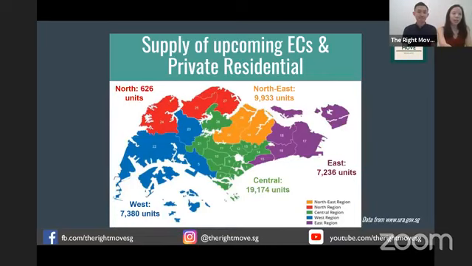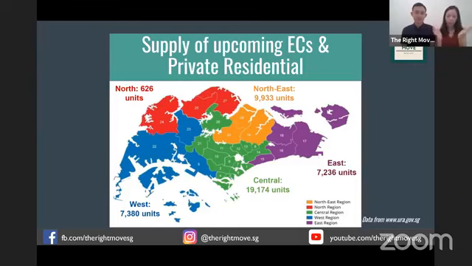And then on the flip side, you have to think of the supply of the properties for these upgraders. So just now I was talking about upgrader demand. We expect a lot of upgrader demand from Punggol, Sengkang, and Tampines. And then we compare to the supply of upcoming ECs and private residential condominiums that are going to be completed in the near future. This information was taken from URA. So you can see that the north is very undersupplied compared to central region. You have quite a good supply in the northeast and the east as well.